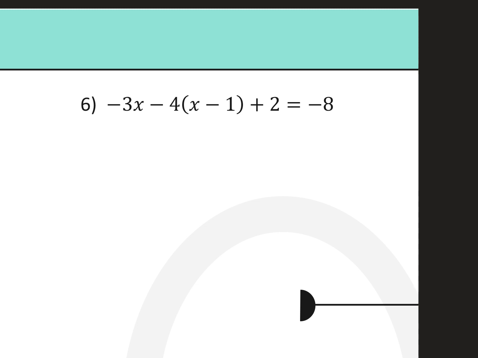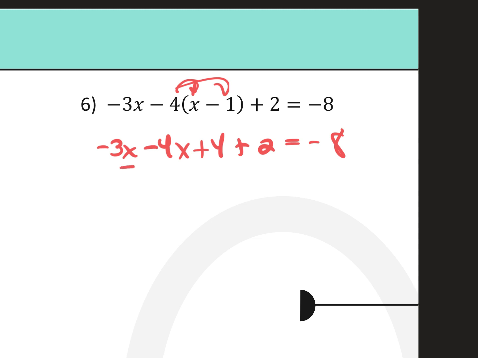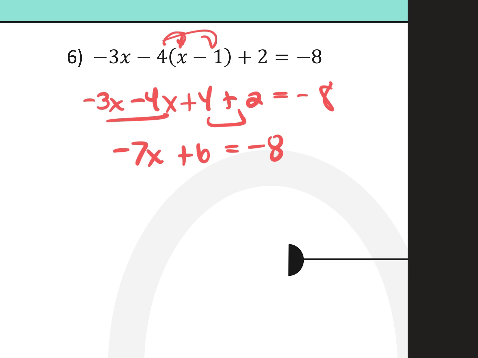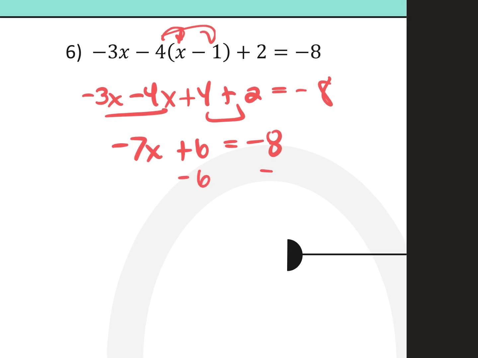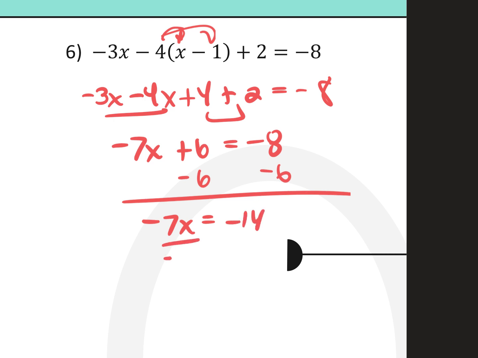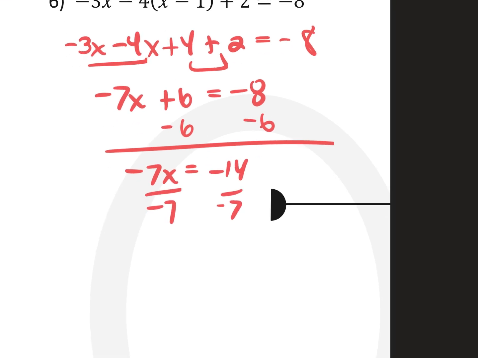Distribute what? That negative 4. Very good. That is a negative 4. So I have my negative 3x minus 4x plus 4 plus 2 equals negative 8. You guys agree? All right, what can we combine? Negative 3 and negative 4 gives me negative 7x. What's 4 plus 2? Good. Plus 6 equals negative 8. Now what? We're going to subtract the 6 from both sides. So negative 7x equals negative 14. Divide by negative 7.